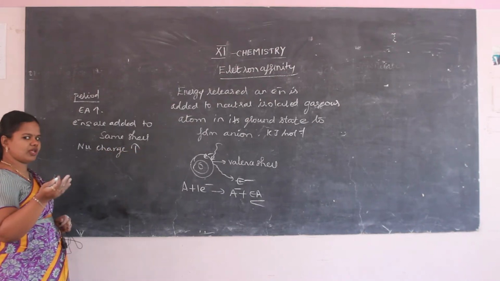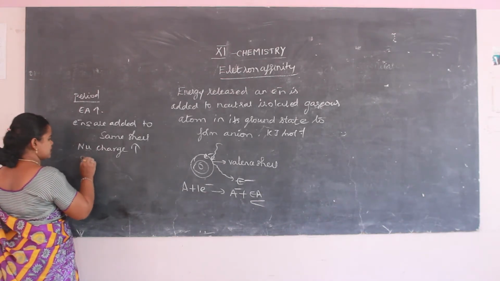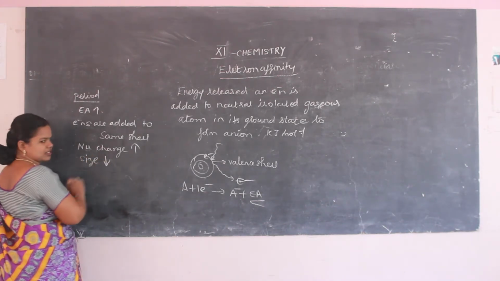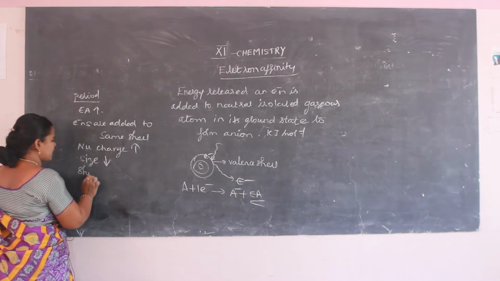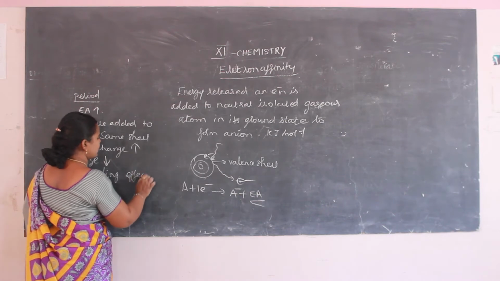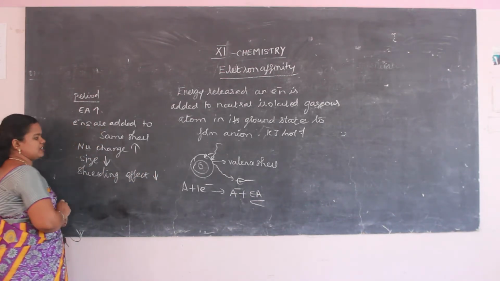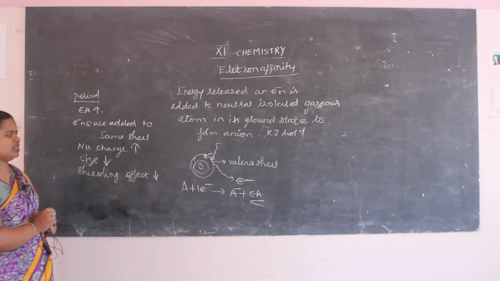The distance between the nucleus and the outermost shell decreases, nuclear charge increases, size also decreases, as well as the shielding or screening effect decreases. So what happens here? The electron affinity increases.